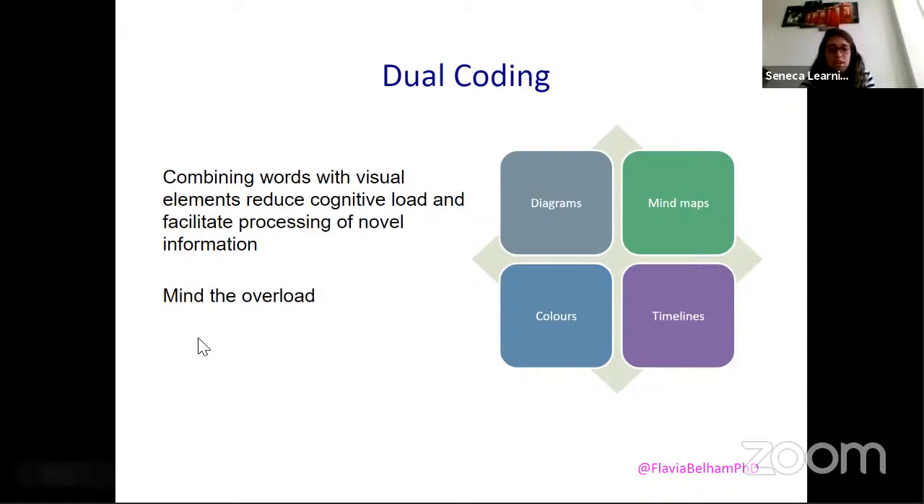The only thing to be careful about is overload. If there are too many images, too many words, everything together, and they're not really related, then it's two separate pieces of information that your students are trying to process at the same time instead of one big combined one.